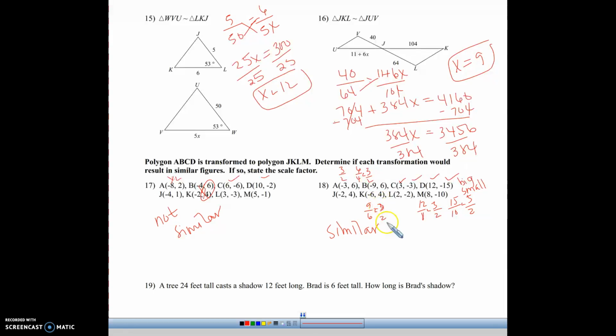Well, 3 over 2 is not less than 1. So in order to find my scale factor, all I have to do is flip that fraction over, which becomes 2 over 3, and that is smaller than 1.